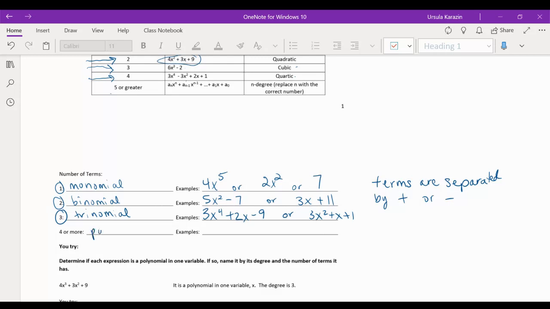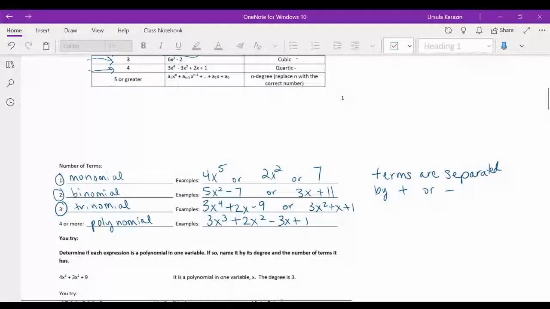4 or more, we just call a polynomial, which is kind of odd because they're all called polynomials. And then it's like we ran out of names when you got up to 4 or more, so we just call them a general polynomial. So that could be 3x to the 3rd plus 2x squared minus 3x plus 1. That would be a polynomial.